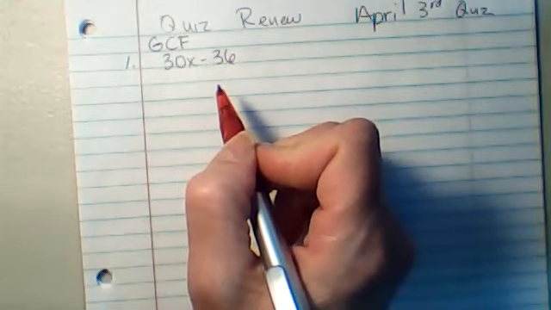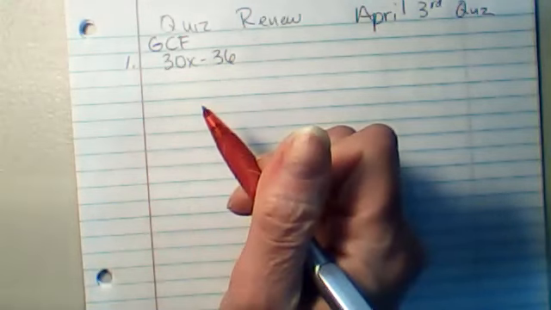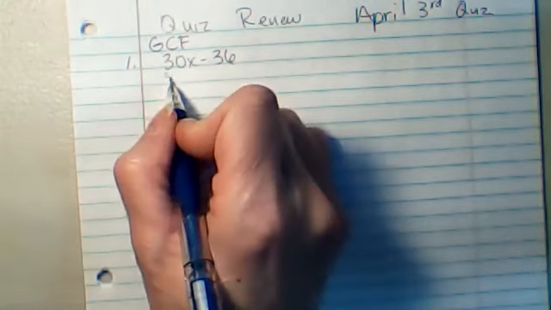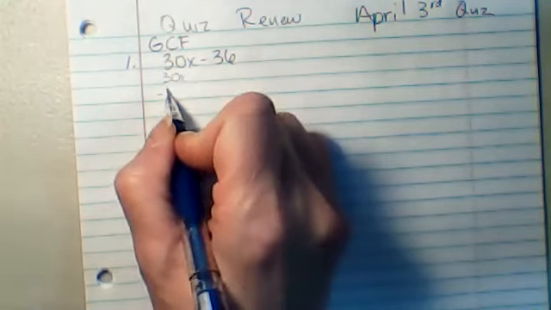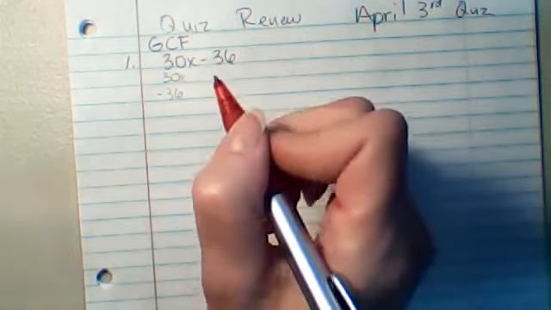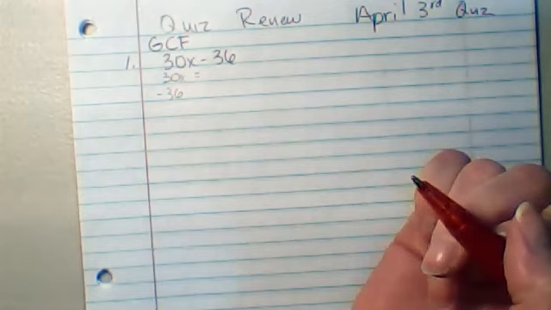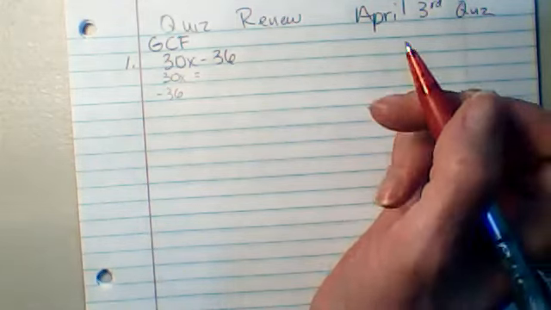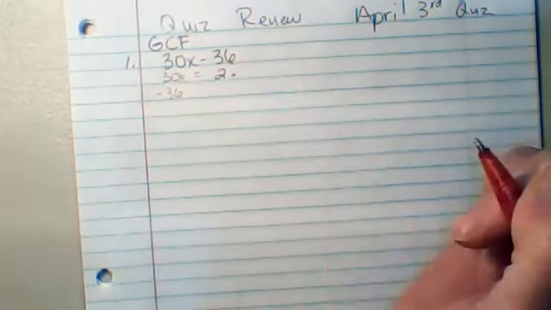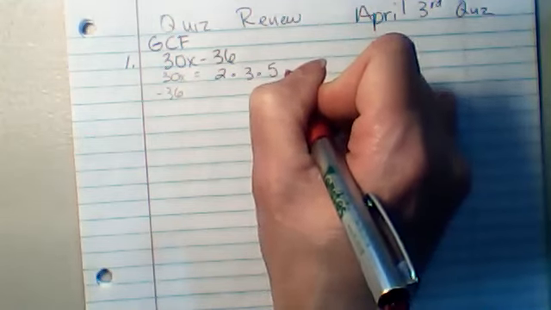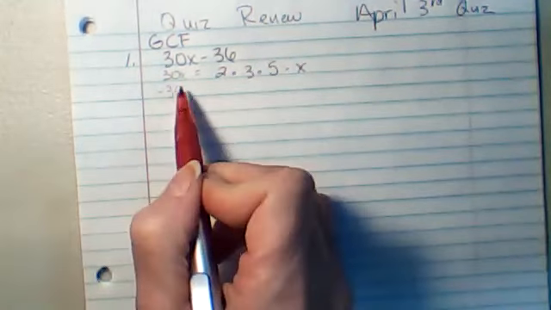If you want to, you can write out the factors of each, circle what they have in common, and do it that way. Let's go ahead and do that for this example. We've got 30x and we've got negative 36. My factors of 30x are going to be what? 6 times 5, and 6 can break down into 2 times 3. So I've got 2 times 3 times 5 times x. So those are my factors of 30x.